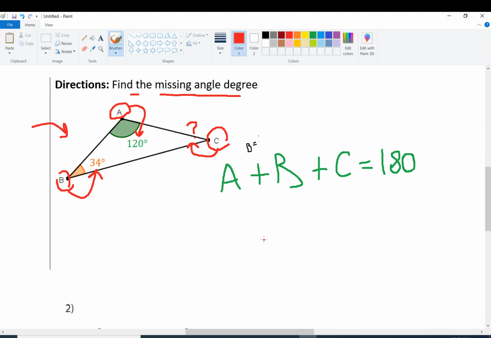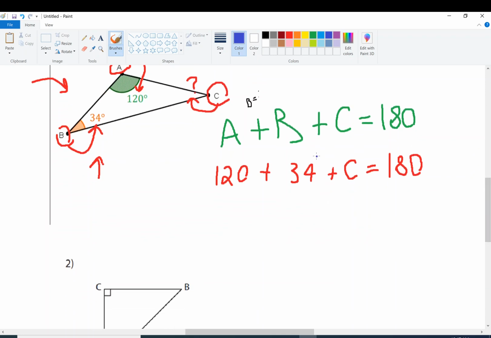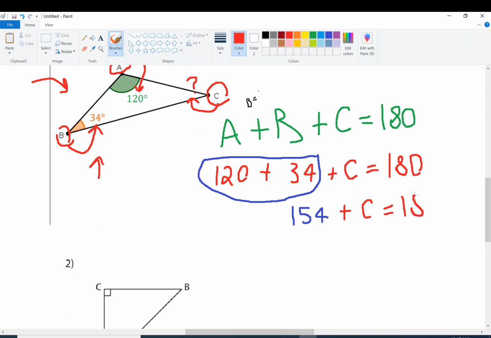So I'm going to start plugging these values into my equation. A is equal to 120, plus B is equal to 34, plus C. I don't know what C is, C is my variable, so I'm just going to leave it as C, and that's equal to 180. Now, this looks similar to a one-step equation that we've solved before, but there's one extra step that we need to notice here. Before I start using my inverse operations, I can simplify this portion right here. 120 plus 34 is 154, and then I'm left with the rest: plus C equals 180.